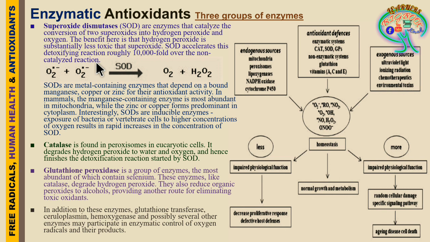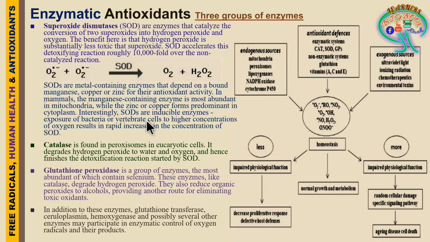The meaning here is that there is a certain non-catalyzed reaction where superoxide forms hydrogen peroxide, but superoxide dismutase catalyzes the reaction at 10,000 fold compared to the non-catalyzed form, where there is no action of the enzyme. Further, superoxide dismutases are metal-containing enzymes that depend on bound manganese, copper or zinc for their antioxidant activity. In mammals, the manganese-containing enzyme is most abundant in mitochondria, while the copper-zinc forms are predominant in cytoplasm.